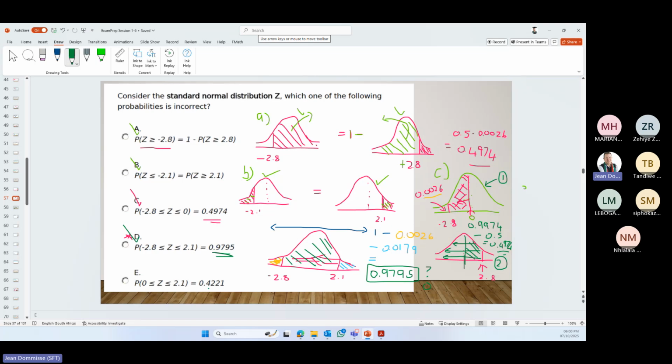And then they give us another one, the last one. I'm going to squeeze it in here.